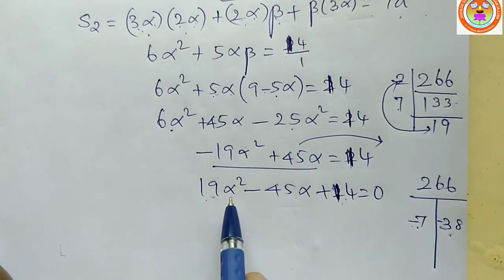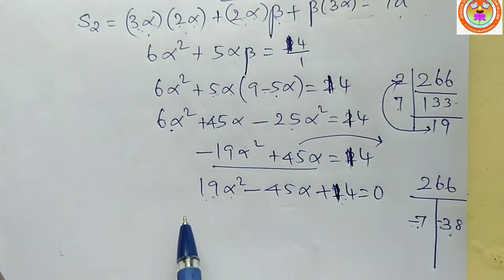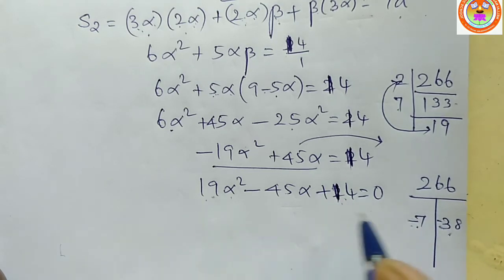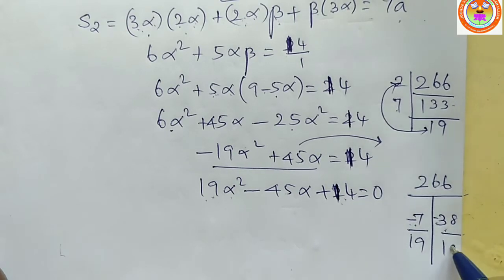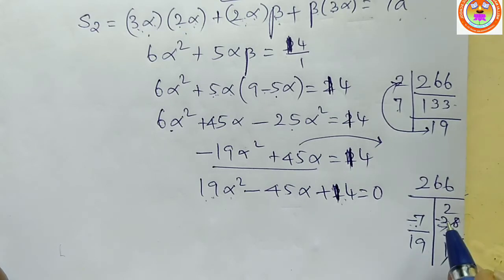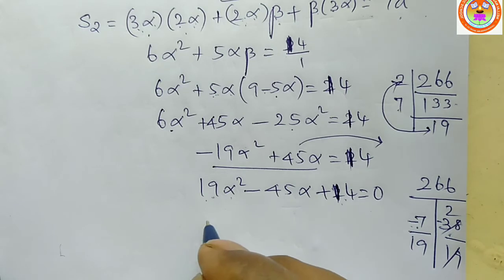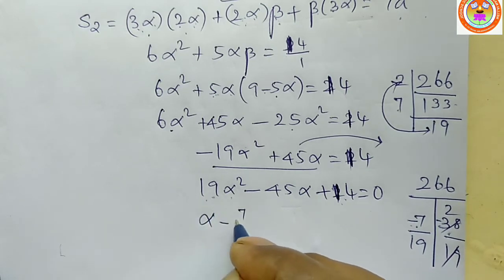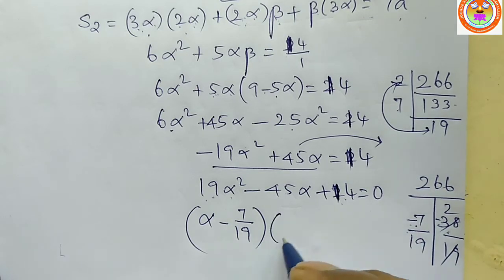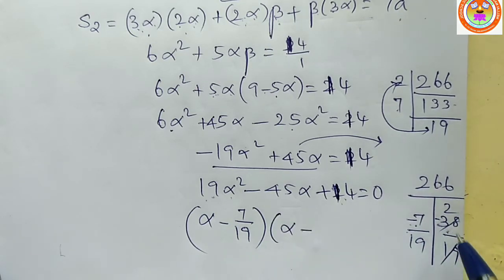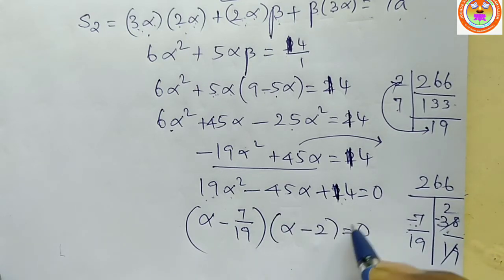Now, the square term contains one coefficient, right? So, we want to divide this coefficient with these two factors. So, 19, 19 ones are 19, 2 times 19s are 38. Now, we can write the factors directly. That is alpha minus 7 by 19, this factor. Another one, alpha minus 2, which is equal to 0.